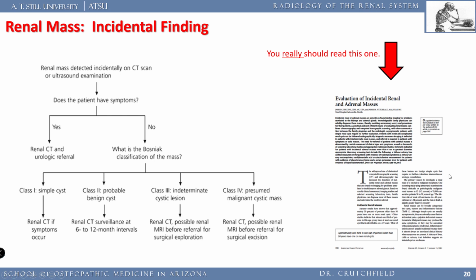You've got to read this paper. Please double-click, download this puppy, and read it. It's about the evaluation of an incidental kidney or an incidental adrenal mass. An adrenal mass that we find incidentally is called an incidentaloma. Then it talks about the workup for a renal mass detected incidentally on CAT scan. Is the patient symptomatic? Yes. Well, let's get a CAT scan and send them to a urologist. No? Well, is it a cyst? Is it a big cyst? Is it a really convoluted, complex cyst?